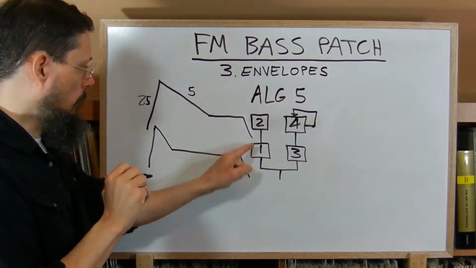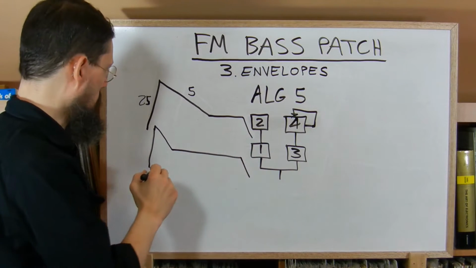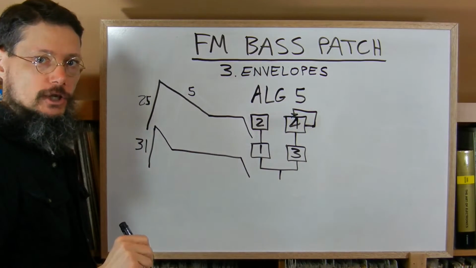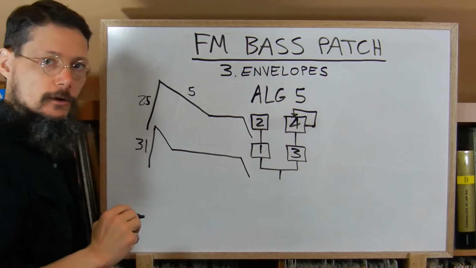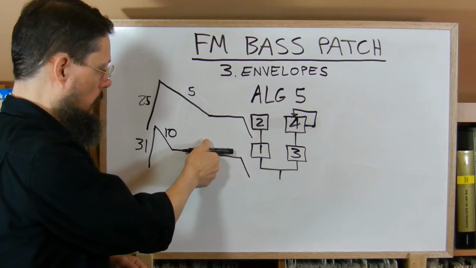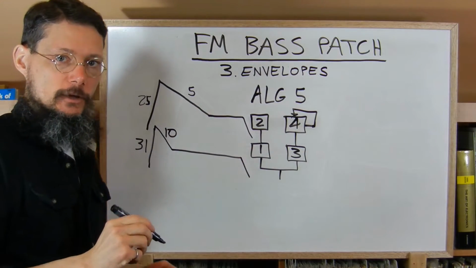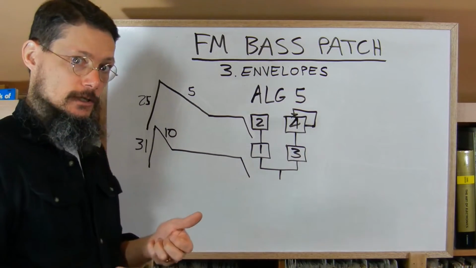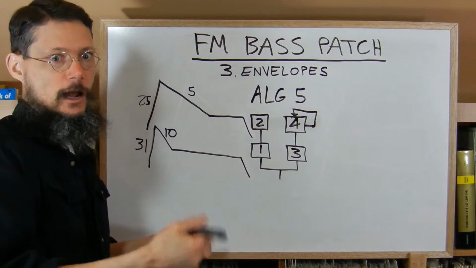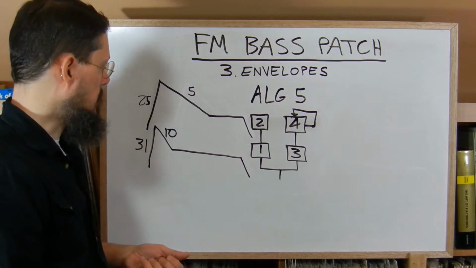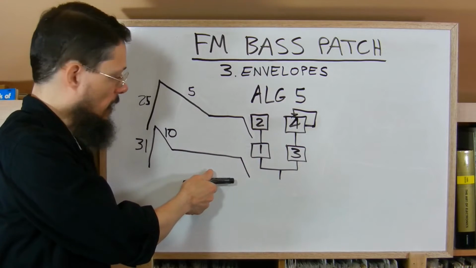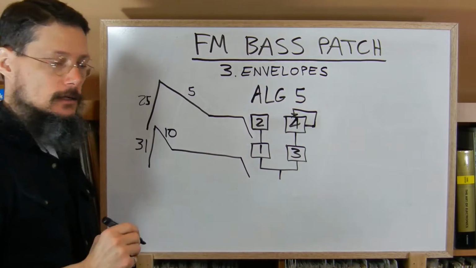For the output operator, the one you hear, I'll pick, say, the fastest possible attack rate of 31 because we want it to punch on as soon as possible, and also a rather fast decay rate, say 10. The sustain level on the DX11 is represented by a value between 0 and 15. And again, it seems kind of arbitrary, but it makes sense if you consider how that's stored in binary inside the synth. So a value of 0 is the lowest sustain value, and a value of 15 is the highest sustain value.